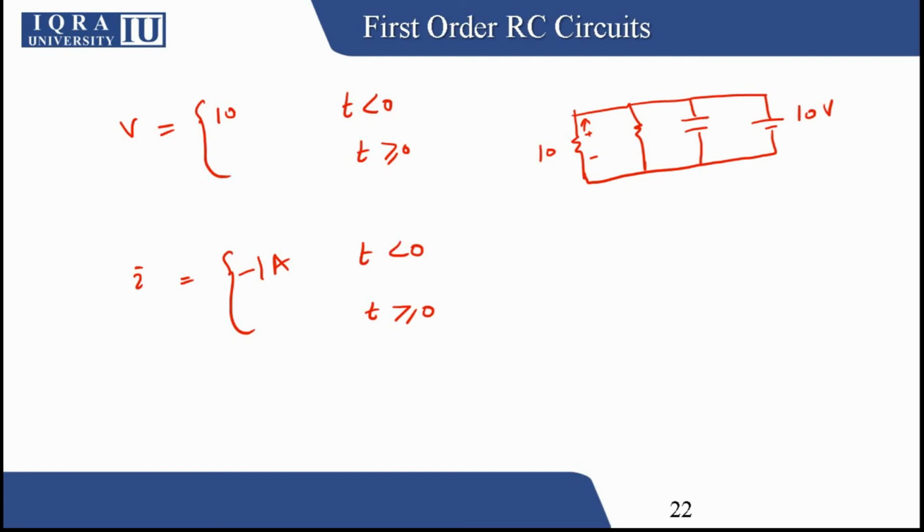And when time is greater than 0, the voltage across is 20 minus 10 e power minus 0.6t, and the current we have is 1 plus e power minus 0.6t. So this is the equation of the current and the voltage.